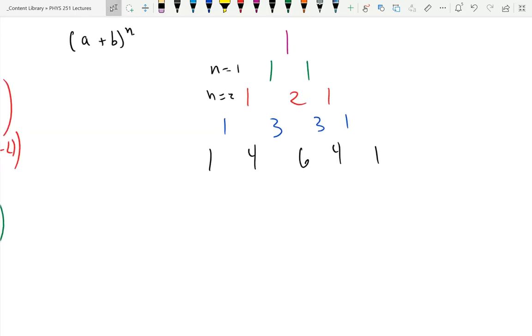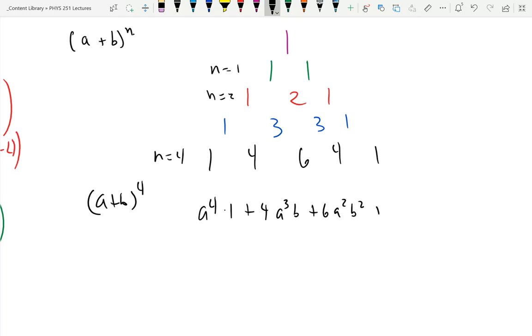So if I had, for instance, a plus b raised to the 4th power, this is the n equals 4 line. So it'd be a to the 4th times 1, plus 4 a cubed b, plus 6 a squared b squared, plus 4 a b cubed, plus b to the 4th. That's why it's useful. That's why I could do it in my head.